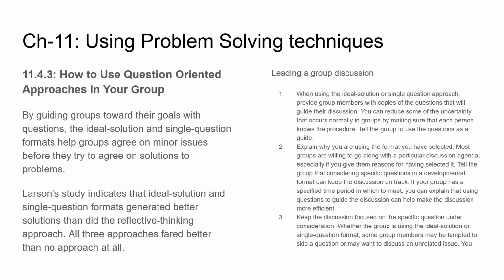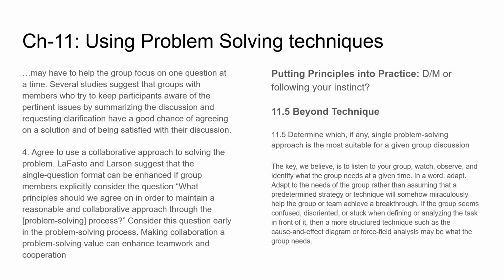Number three is let's keep the discussion focused on the specific question under consideration. So again, blinders, focused on the task, on the question. It's not going on any tangents. Whether the group is using the ideal solution or single question format, some group members may be tempted to skip a question or may want to discuss something else that's unrelated, right? So you have to keep the group focused on the question one at a time and not stray from that, and keep to the structure and the agenda.